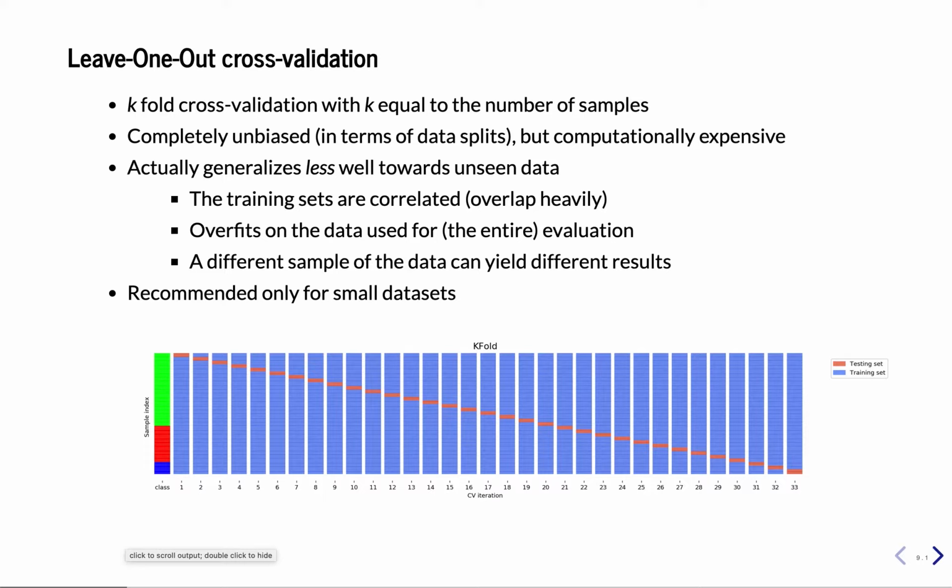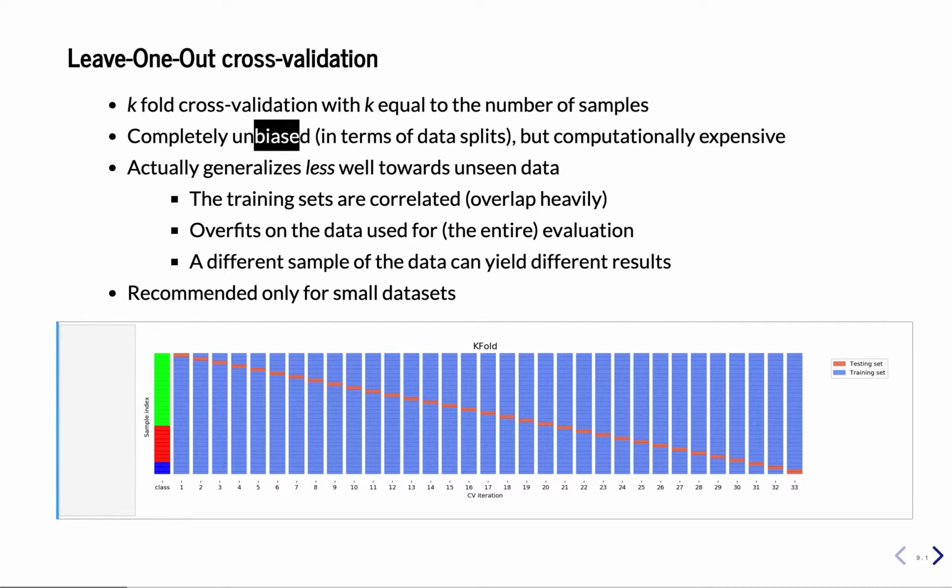This has a positive thing in that your data is now completely unbiased, right? So no matter how you keep, there's only one way of splitting, right? So it's completely unbiased. Downside, it's very expensive because you need to train 100 models. And if your dataset has 1 million examples, you would have to do 1 million evaluations, so that doesn't make sense. And secondly, it's been shown to actually generalize less well towards unseen data than a normal k-fold split.